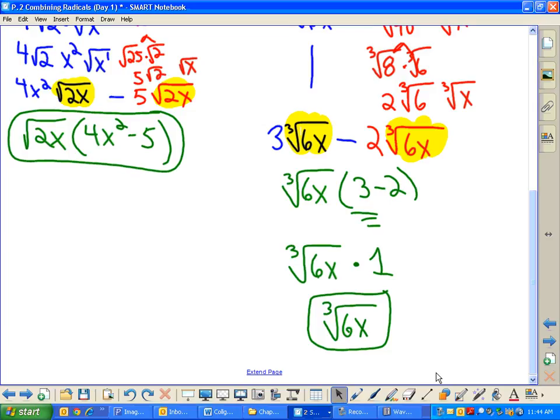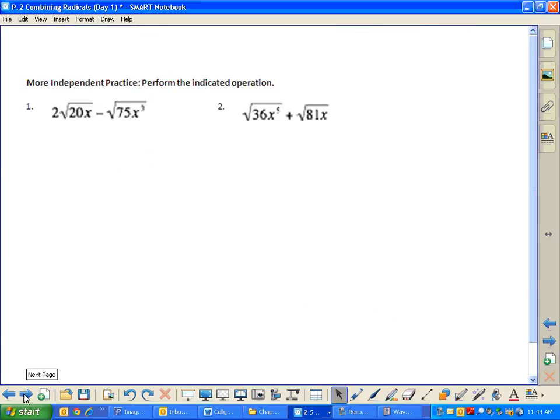Okay, so look carefully. Basically, we're doing the same 2 steps we did yesterday. We're going to break our radicals apart, simplify them first, and then you're going to try to combine like radicals. That's the phrase of the day from yesterday. Okay, so you have 2 to try on your own. If these 2 go well, then we're going to let you get started on your book work for tonight.